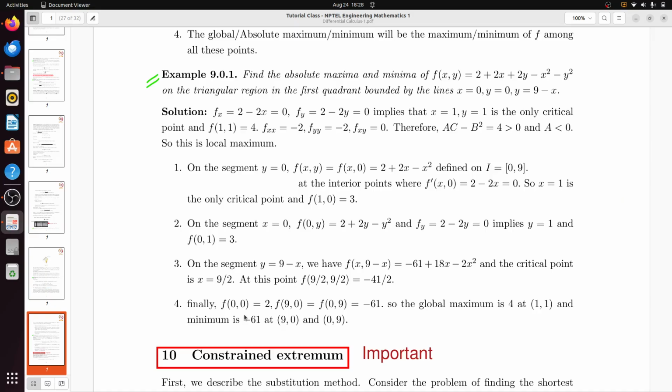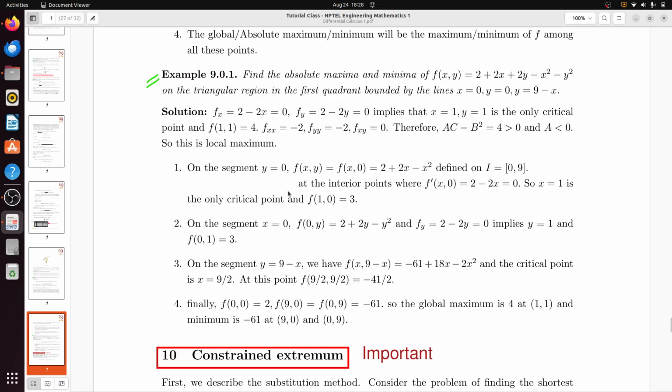Yes, sir. Okay. We have to put each corner point into the function. The highest value is the global maximum and the lowest value is the global minimum. So here this minus 61 will be the global minimum and this 4 is your global maximum, which we have already determined from the local analysis.